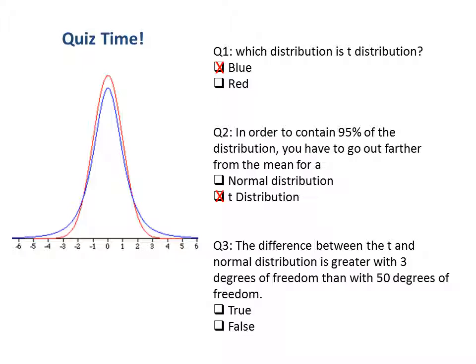Question 3. The difference between the T and a normal distribution is greater with 3 degrees of freedom than with 50 degrees of freedom. And the answer is true. Because as the degrees of freedom increases, the blue distribution will approximate the red distribution. And as the degrees of freedom decreases, the blue distribution will be flatter and it will be more different from the red distribution.